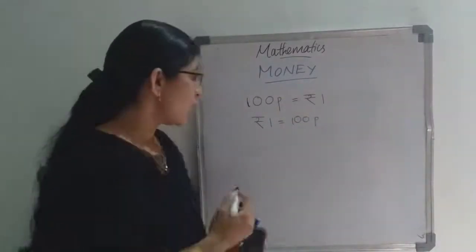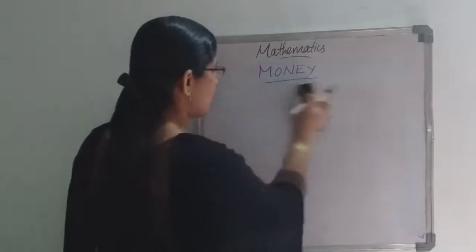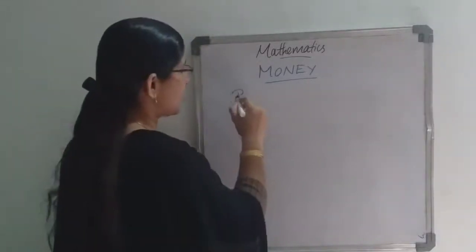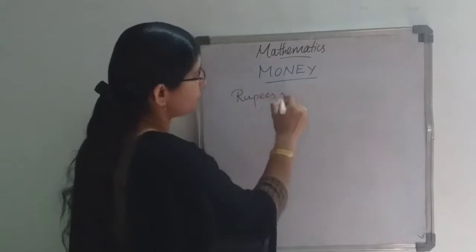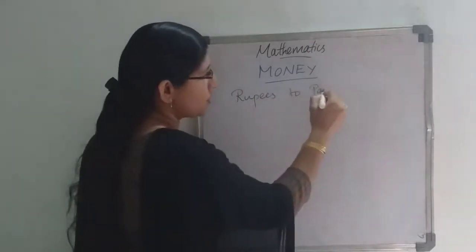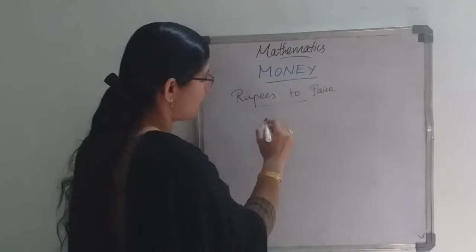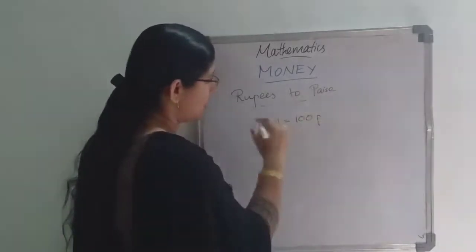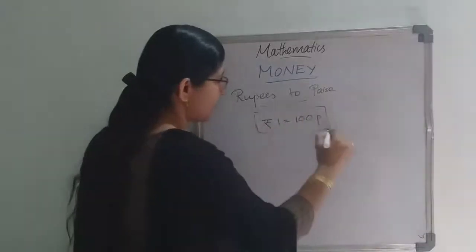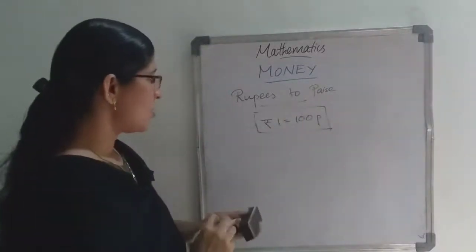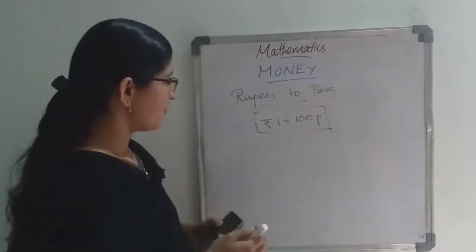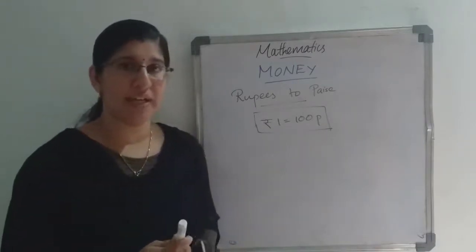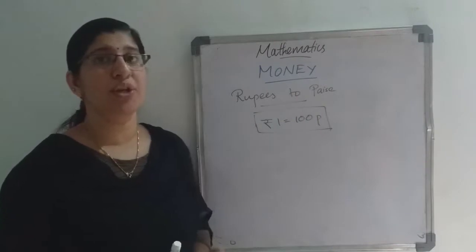Clear? So next we are going to study conversion of rupees to paise. We need to convert rupees to paise. So simple. Okay, listen here. We already studied that 1 rupee is equal to 100 paise. This you have to study very carefully. 1 rupee is equal to 100 paise. Then how will you convert rupees into paise? Whenever you are getting any rupees, how will you convert it into paise?